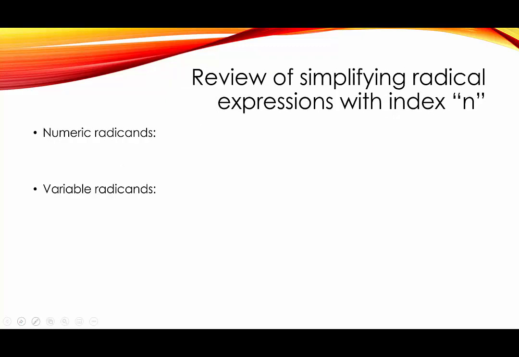Let's just review how we would simplify when we have an index of n. So when we have numerical radicands, this would be the nth root of whatever. What we're looking for is a factor of x, but remember x is going to be a number, that is a perfect power of n. And when I was doing the simplifying radical expressions video, I had a whole list of perfect squares, perfect cubes, perfect powers of 4, perfect powers of 5. You may want to reference that list.